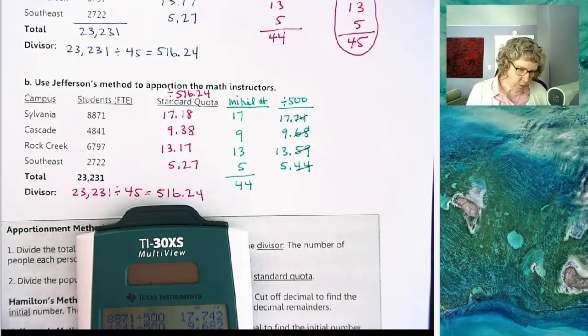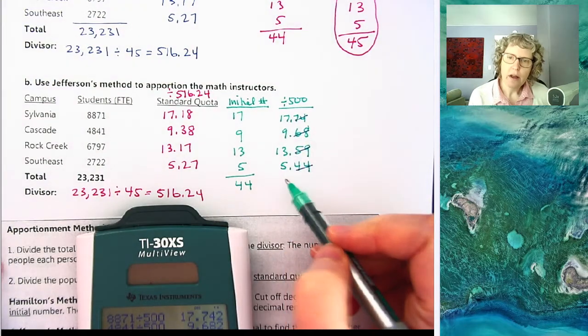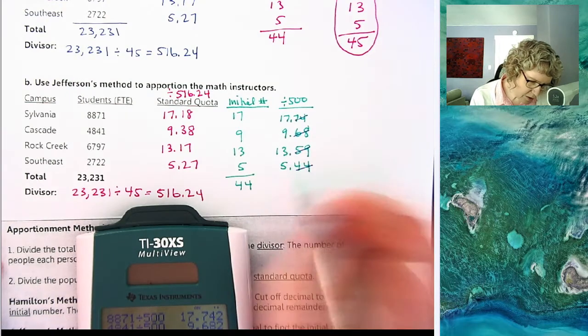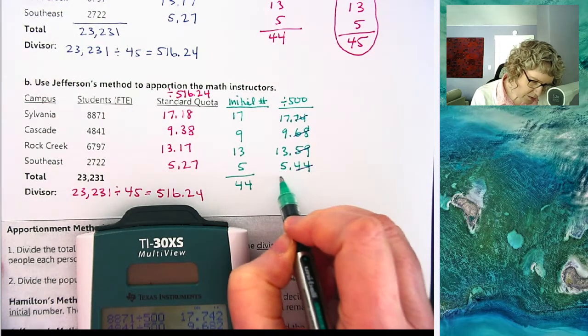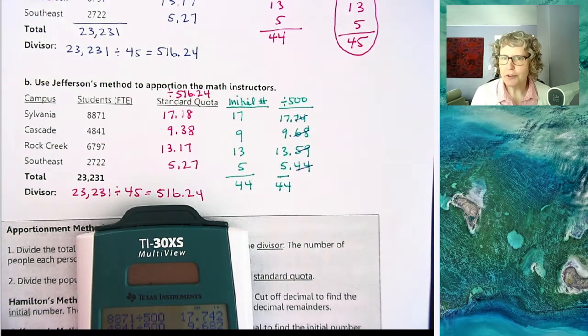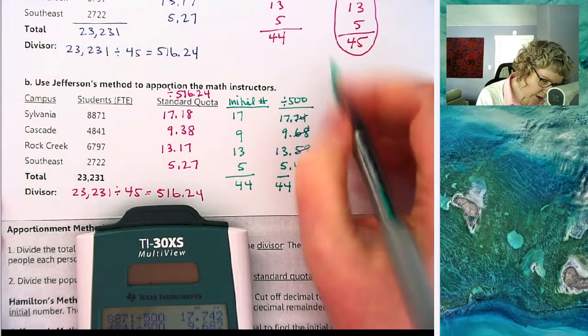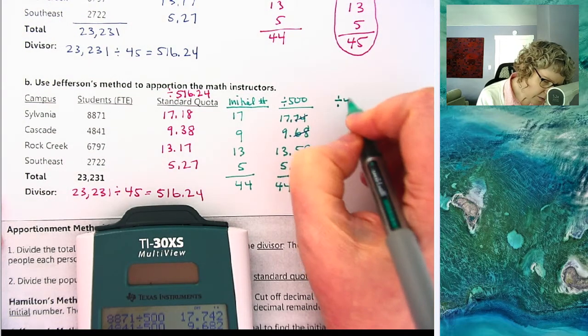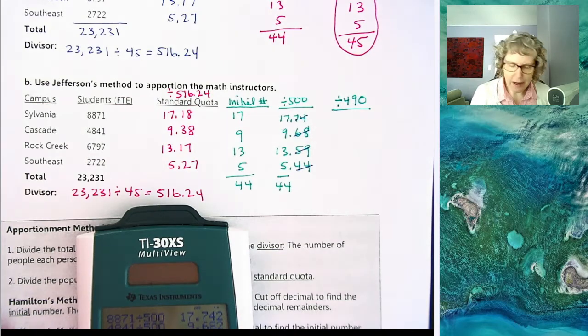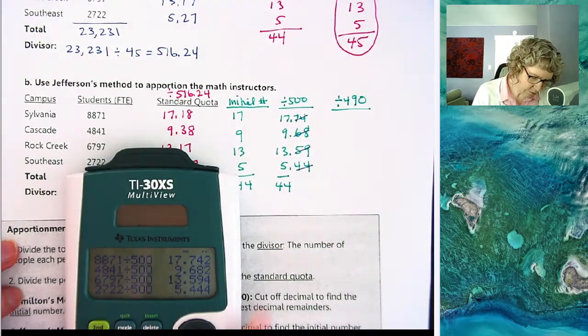And then we need to see if we are up to 45 or not. And I see 17, 9, 13, 5. None of these bumped up, so we're still at 44. Okay, so 500 didn't work. We need to lower it more. Okay, so I'm going to try dividing by 490. I usually try to go by a 5 or a 10, but you don't have to.